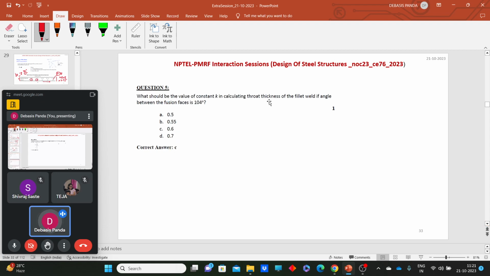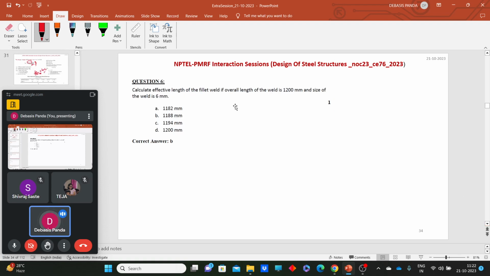What should be the value of k? Calculating the throat thickness, like this: for 104, it's 0.6, and for 120, it's 0.5. So these values you should keep in mind. One 1-mark question may come from there.